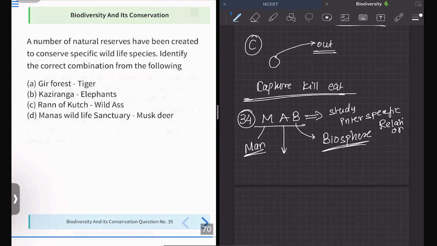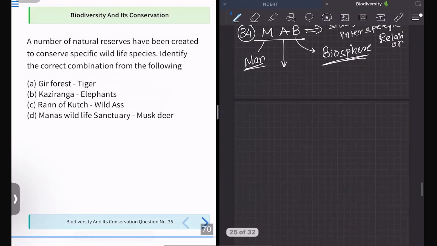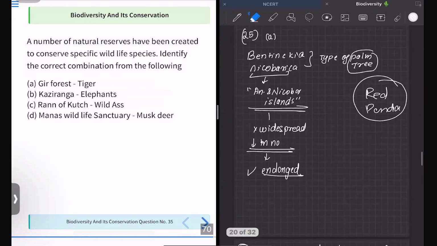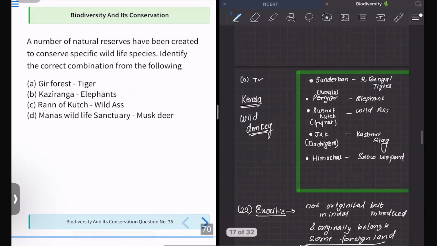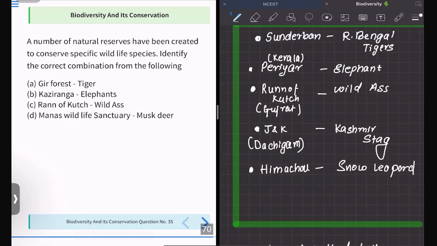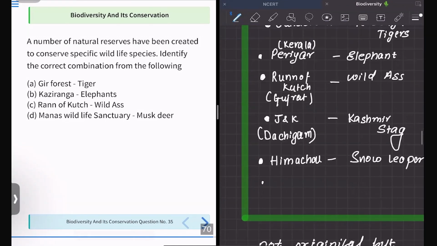Let us move to question number 35. Again, we have to find which of the following is correct. So let us move to the table or the list that we have made and refer to see if all of them are given, and if there are some extras, we are going to add them. They are saying Gir forest is for tiger. My friends, you might have heard that the Gir National Park in Gujarat is famous for lions and not tigers. So option A is wrong.